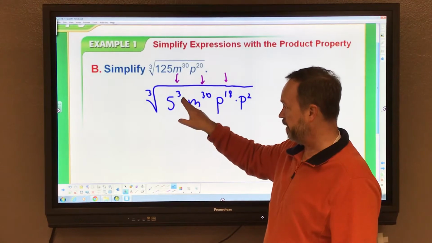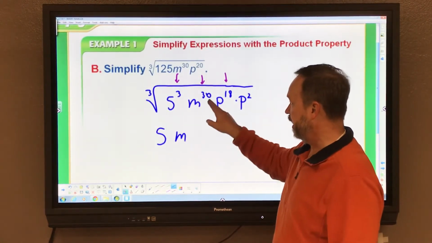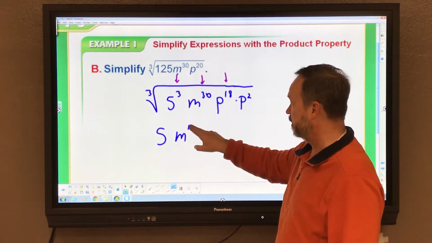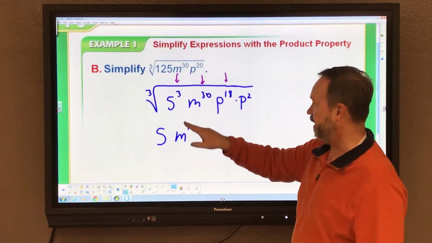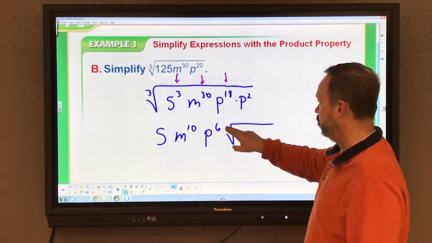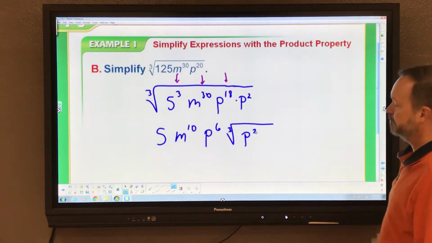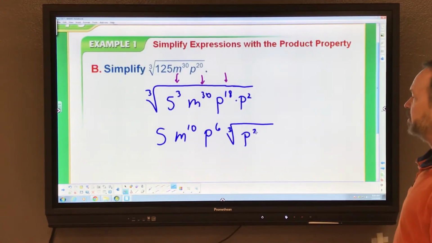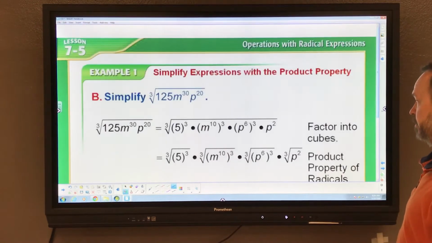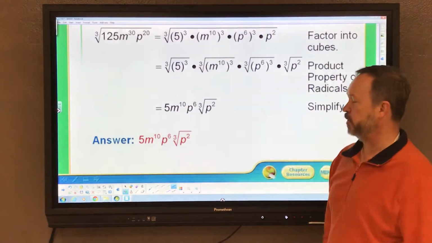So the exponent divided by index, 5 to the 1. Exponent divided by index, m to the 10th. Exponent divided by index, p to the 6th. And then we're going to have the cube root of p squared. Just how it was. Sometimes it doesn't come out even. And so somebody worked through this, they got the same answer we just got.